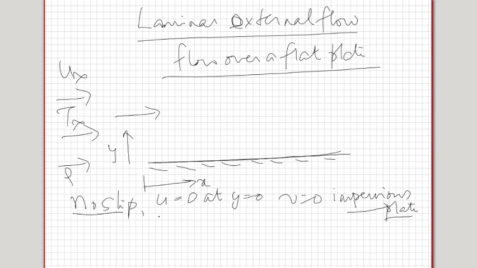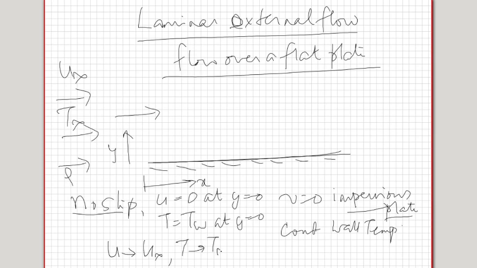And temperature equal to T wall at y equal to 0. Okay, constant wall temperature case we'll take. So this T wall is a constant. And we already said that the oncoming flow has u infinity and T infinity. So far away from the plate, where the plate is not affecting the flow, the velocity and temperature would still remain u infinity and T infinity. So u tends to u infinity and T tends to T infinity as y tends to infinity. Okay, so this is the condition that we would have.